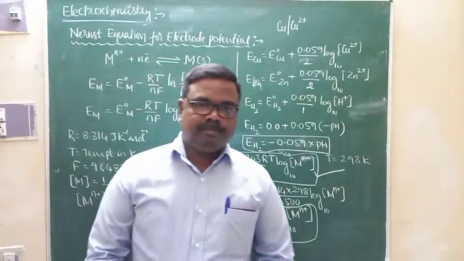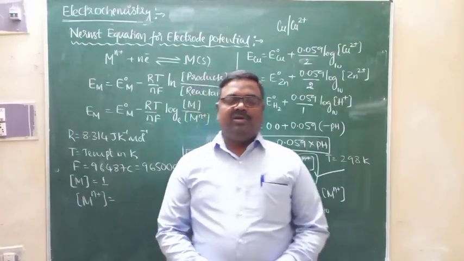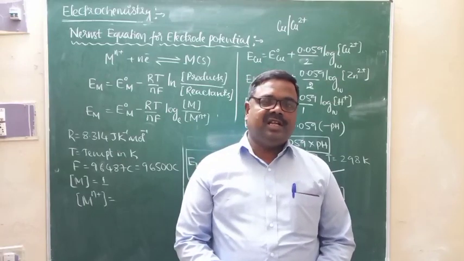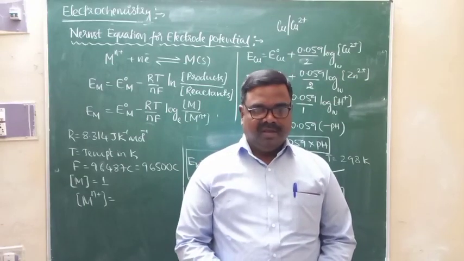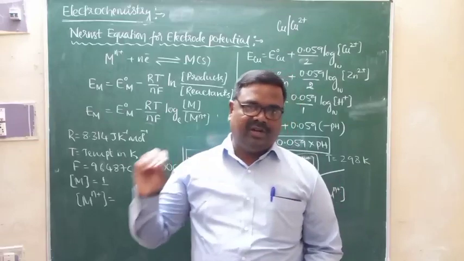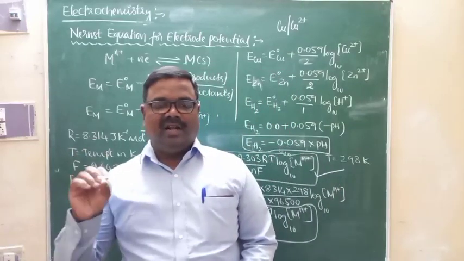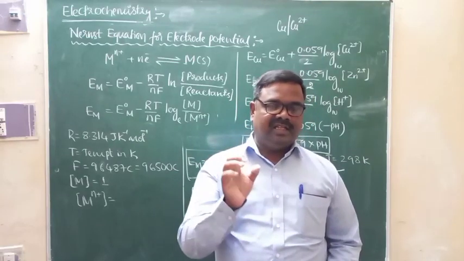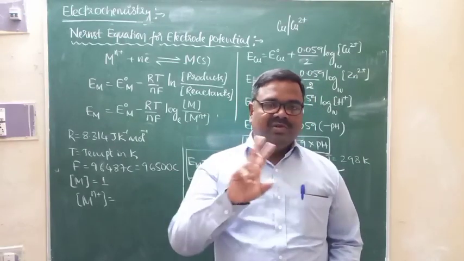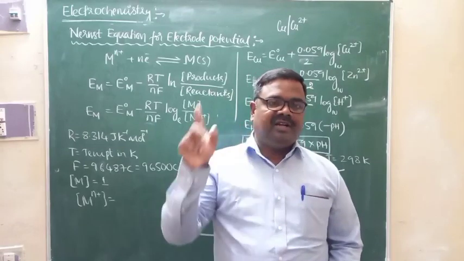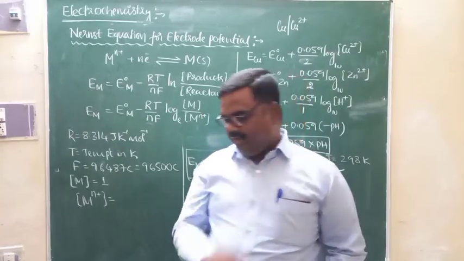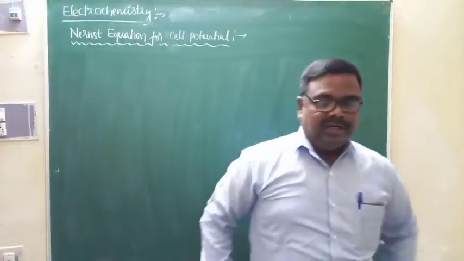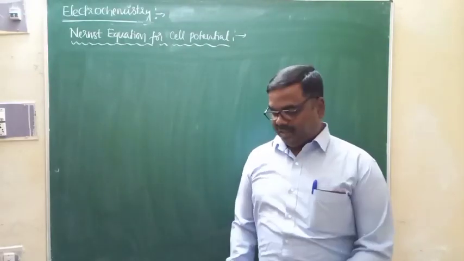Yes. Now at this moment I am going to introduce one more equation, that is Nernst equation for cell potential. Electrode potential is a property of electrode, whereas cell potential is a property of galvanic cell. You know that a galvanic cell can be constructed by connecting two electrode systems, externally by electric wire, internally by salt bridge. Now let us see Nernst equation for cell potential.